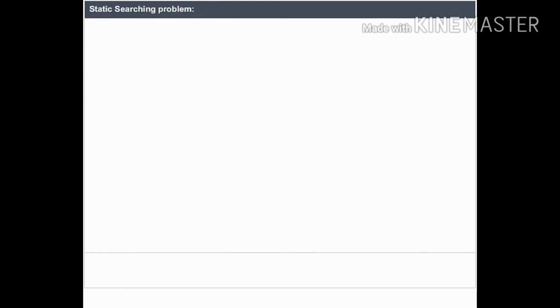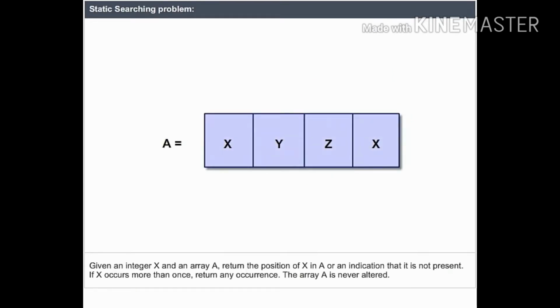Static searching problem. Given an integer x and an array A, return the position of x in A or an indication that it is not present. If x occurs more than once, return any occurrence. The array A is never altered.